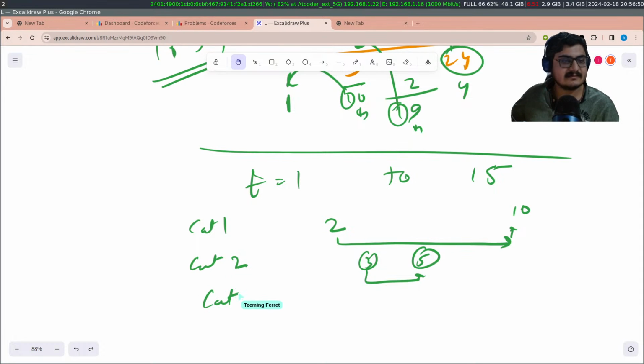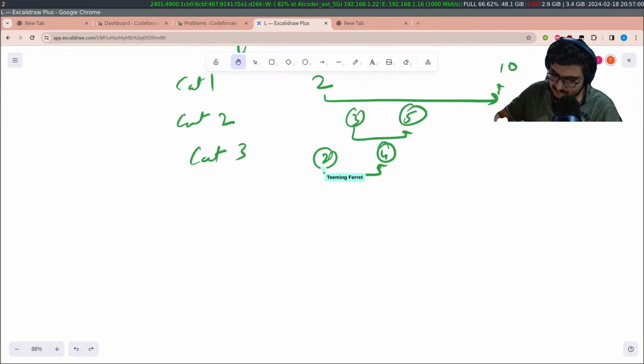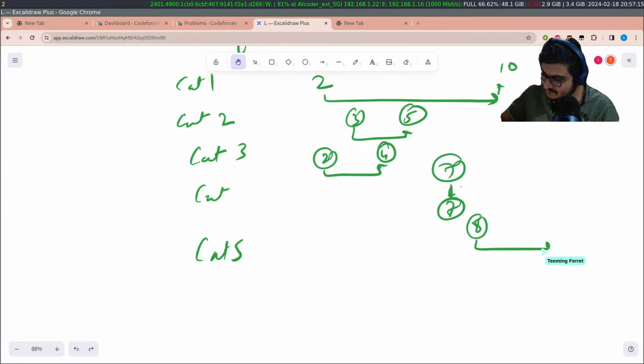Cat 3 appears in the room at t equal to 2 and remains in the room until the 4th second. Cat 4 comes in the room at 7 seconds and remains in the room until 7 seconds only. Cat 5 comes in the room at 8 seconds and remains until 12 seconds. And cat 6 comes in the room at 11 seconds and remains until 11 seconds.